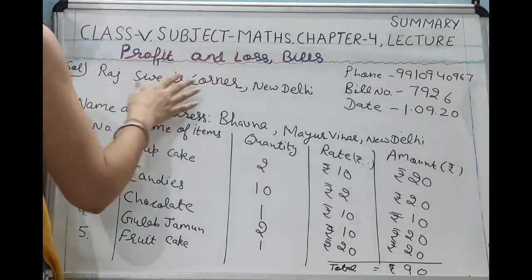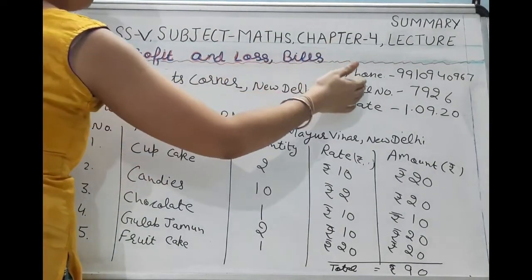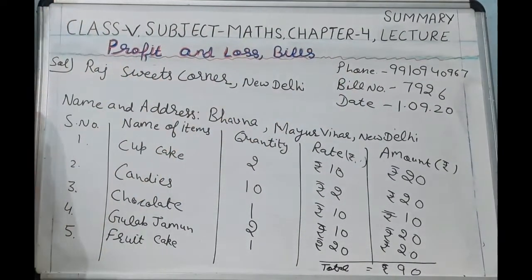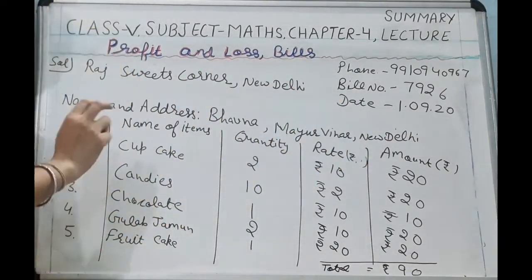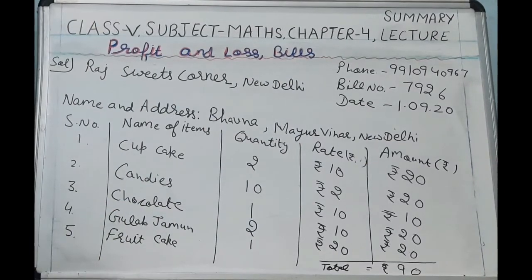Name of this store, number, date, name and address of the person, serial number, name of the items, quantity, rate, amount, total, and then signatures. In this way, you can prepare the bill. Now we have covered all the topics. It's time to take the homework.